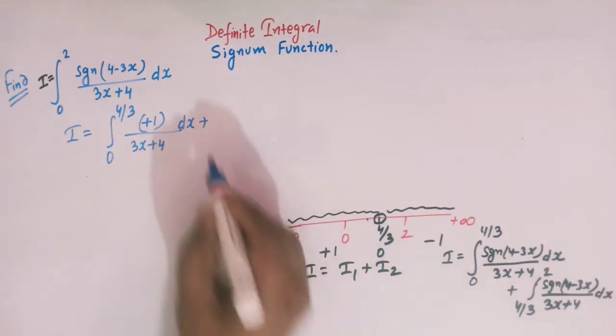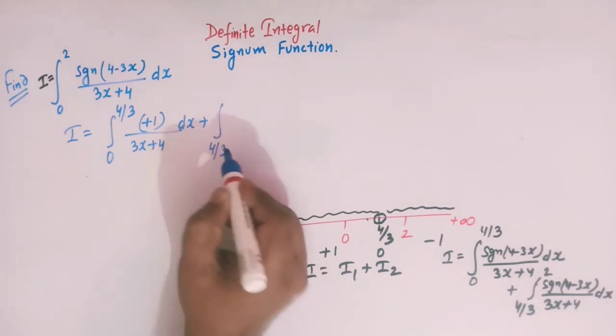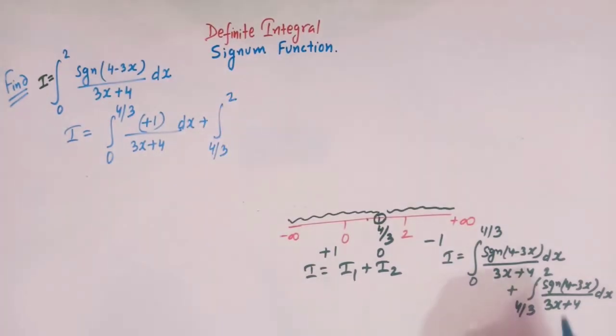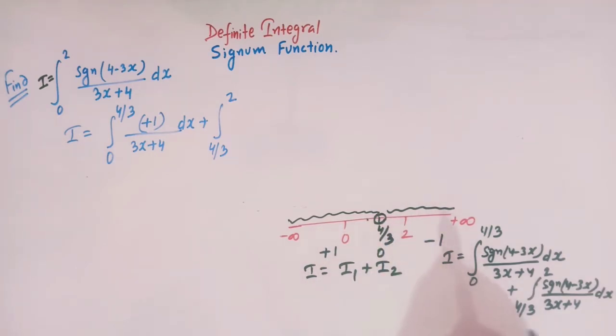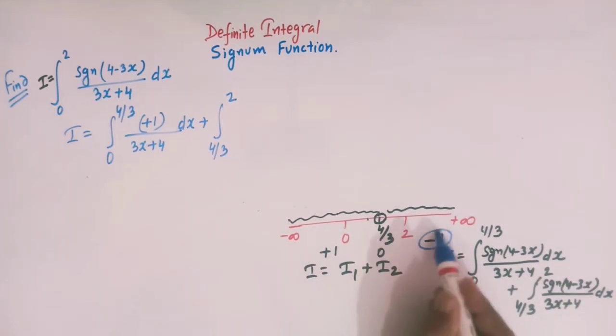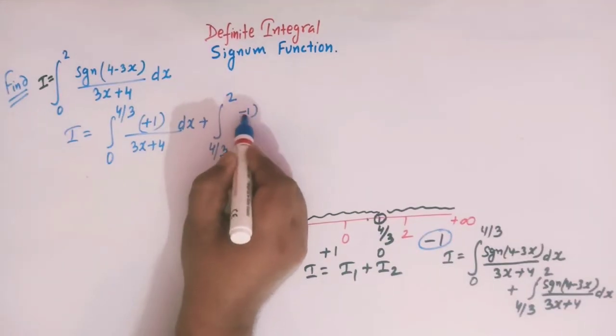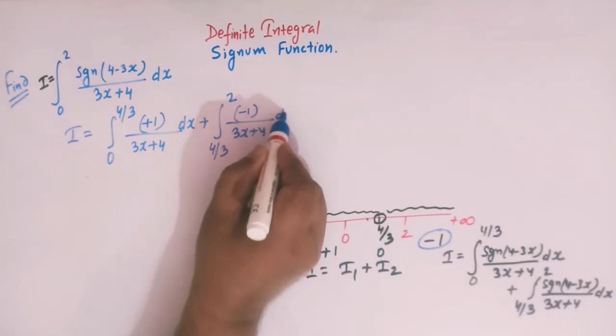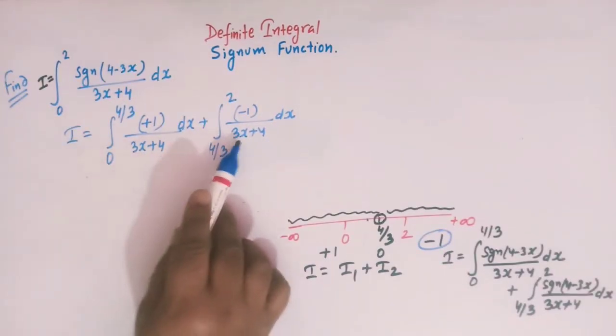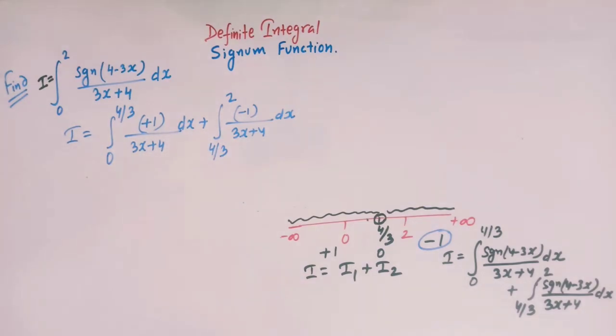And in the second integral we have 4 by 3 to 2, and signum of 4 minus 3x, see, when we go from 4 by 3 to 2, all the values of x are greater than 4 by 3, and in that case signum of 4 minus 3x will take the negative 1 value, right? So here we have minus 1, and we have 3x plus 4 dx, right? So now we have two simple integrals to solve.